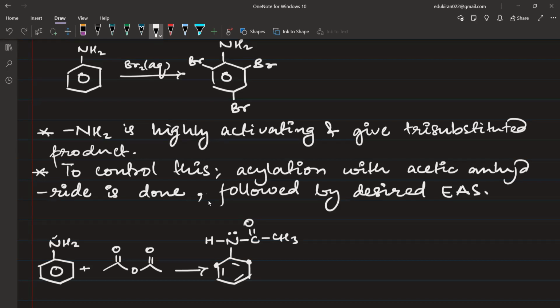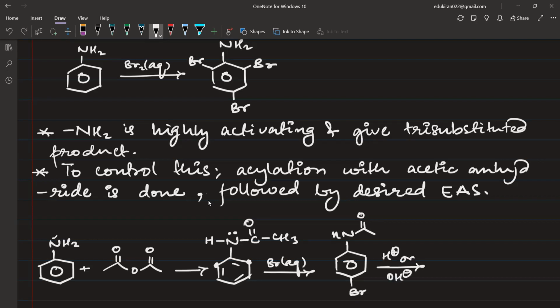Okay, so once we have done the acylation, we can do the bromination in the presence of aqueous bromine water, and we will get the acyl group still present, NH, C double bond O, and CH3. You will get a bromine group here. Now, after this, you just do acidic or basic hydrolysis in the presence of aqueous H plus or OH negative. You will get back the NH2 group.